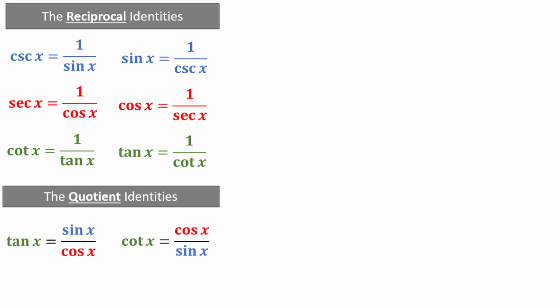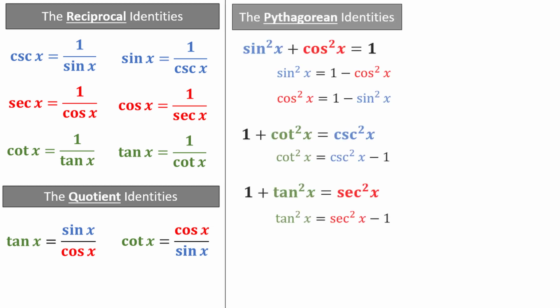Here are the quotient identities, which allow us to convert from tangent or cotangent to sines and cosines. Here are the three Pythagorean identities. We have sine squared plus cosine squared is equal to 1, 1 plus cotangent squared is equal to cosecant squared, and 1 plus tangent squared is equal to secant squared.